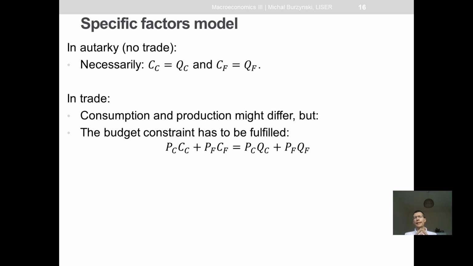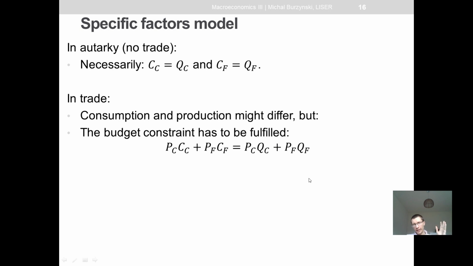Now, what happens in the situation in which the country opens up for international trade? Well, now consumption and production might differ. So you can consume more than you produce. How is it possible? Well, you just import more of this particular good which you want to consume more. As easy as this. The one thing that still has to be maintained in this new trade equilibrium for a particular country is that the budget constraint of the country has to be fulfilled. So the value of consumption on the left-hand side has to be equal to the value of production, which simply means that trade has to be balanced.